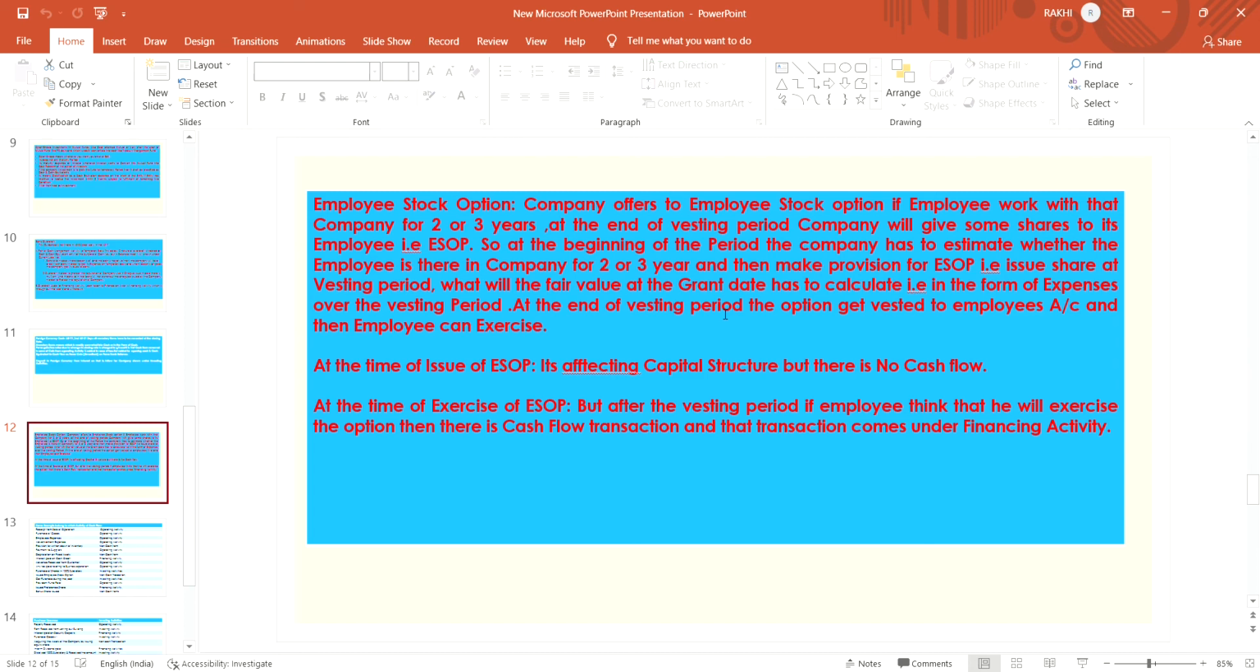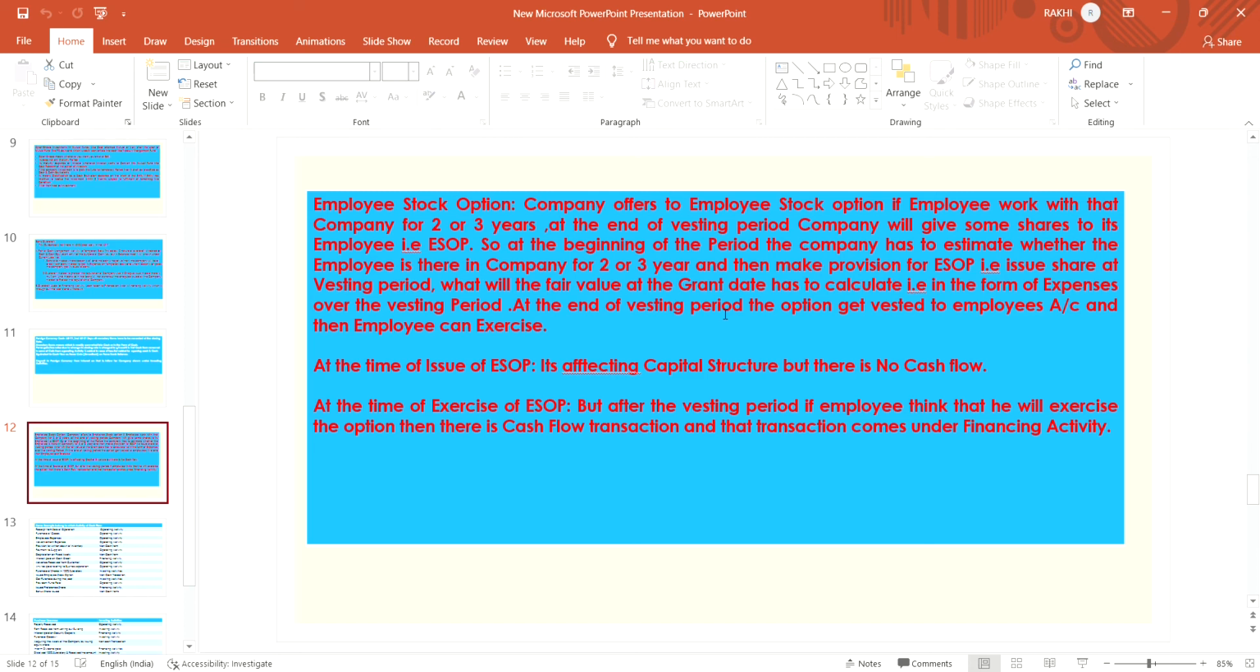So at the time of issue of employee stock option, there is no cash transaction. The company's cash flow is not impacted. It is affecting the capital structure. It is affecting the reserve of the company. But there is no cash flow at that time, at the time of issue of ESOP. That's why it is a non-cash item.